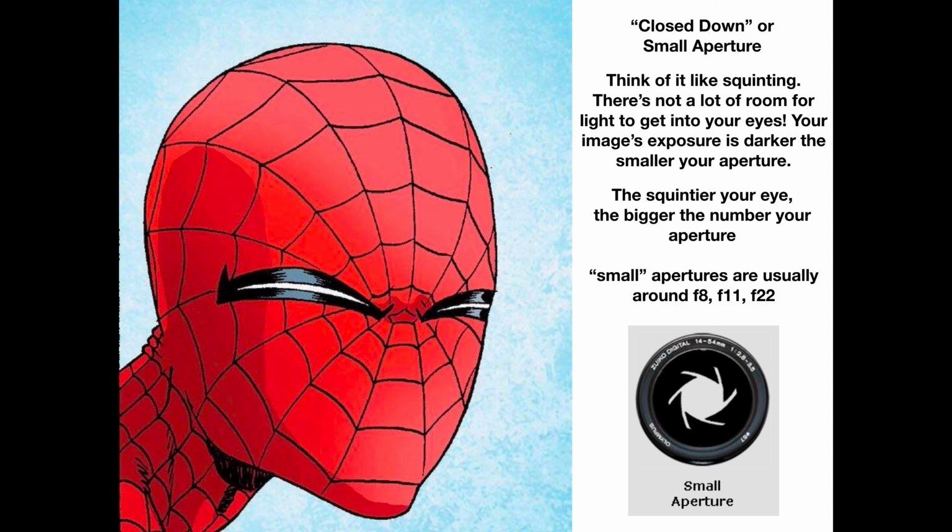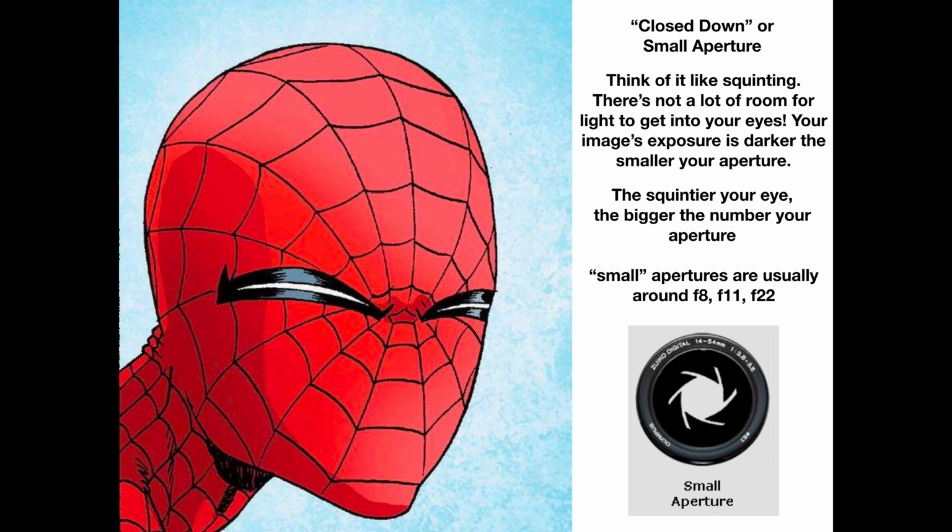So for a closed down or small aperture, think of it like squinting. You can go ahead and squint your eyes right now and you can kind of get what I mean by that. There's not a lot of room for light to get into your eyes. Your image's exposure is darker the smaller your aperture.